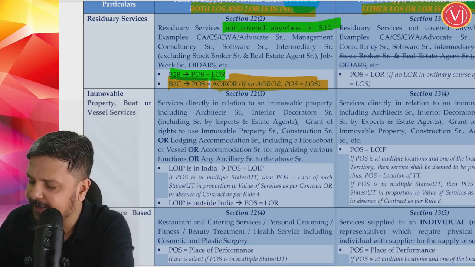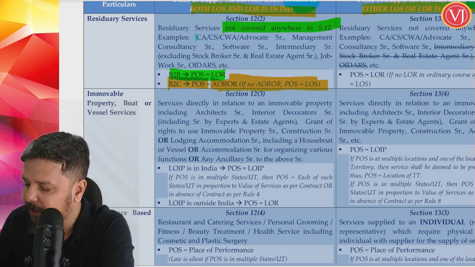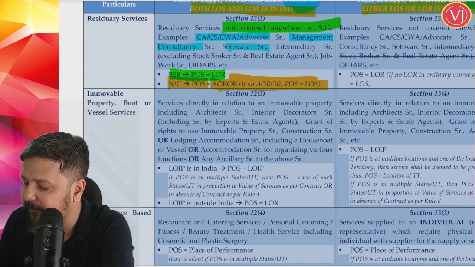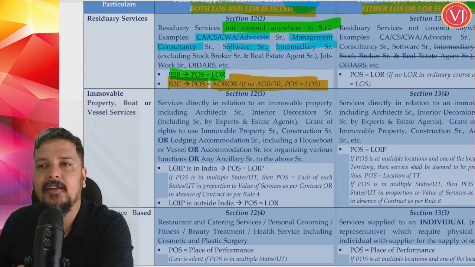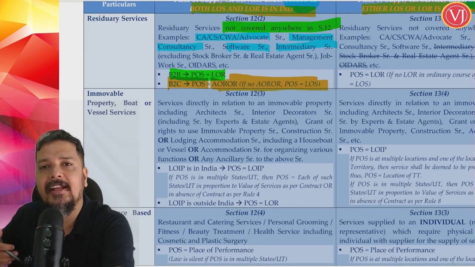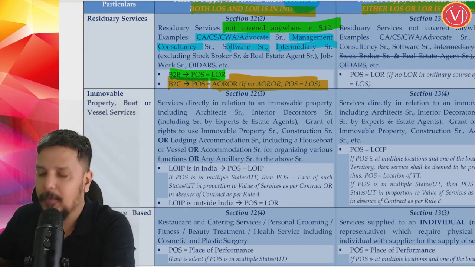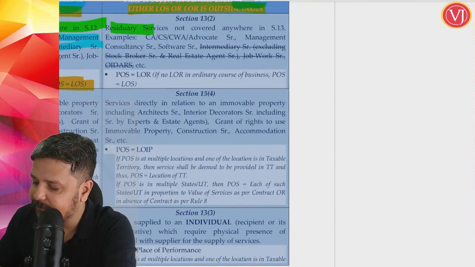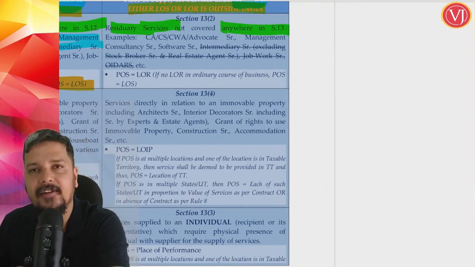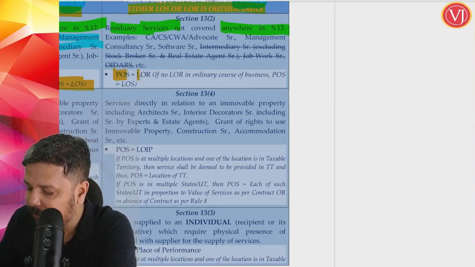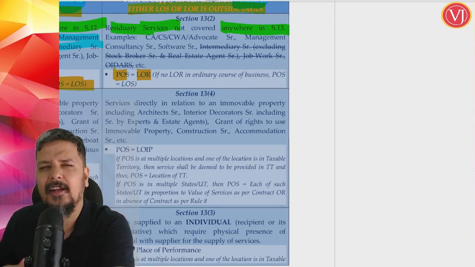Right. I have given certain examples where it will be covered. Say, for example, your CA, CWA, CS, advocate services, management consultancy services, software services. All these services will be covered in the residuary provisions because you don't find them being specifically covered anywhere in section 12. What if it is a residuary category in section 13? Not covered anywhere in section 13. What are you required to do? Your place of supply is location of recipient.